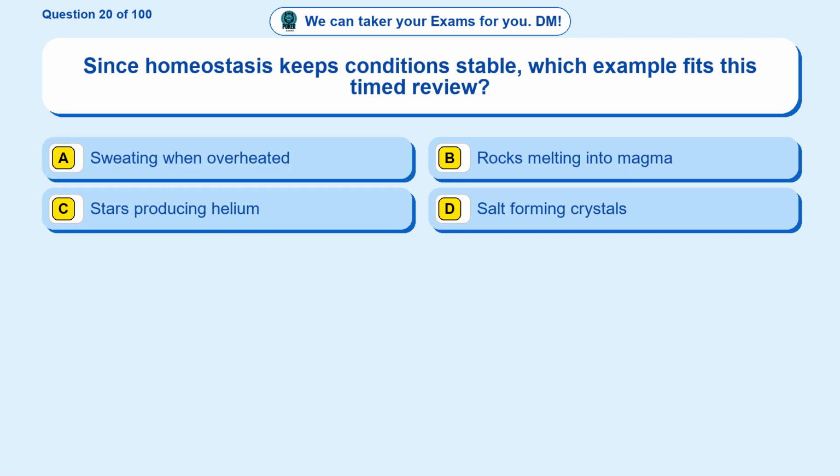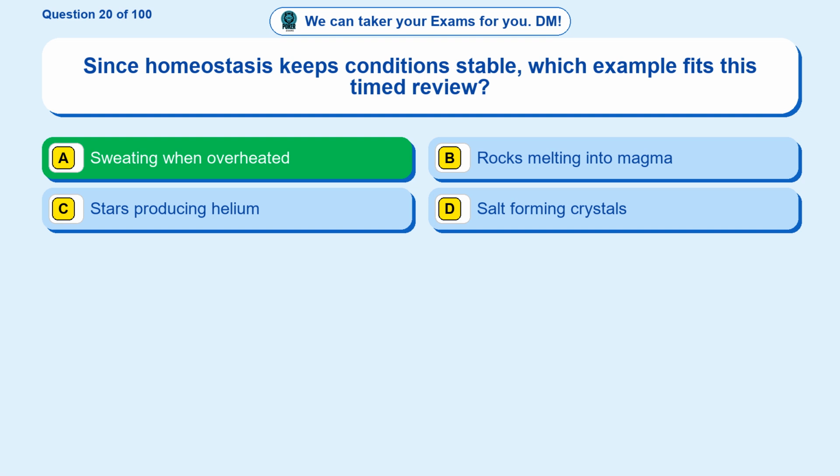Question 20. Since homeostasis keeps conditions stable, which example fits this timed review? Option A. Sweating when overheated. Option B. Rocks melting into magma. Option C. Stars producing helium. Option D. Salt forming crystals. The correct answer is option A.